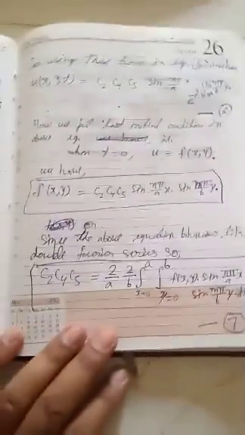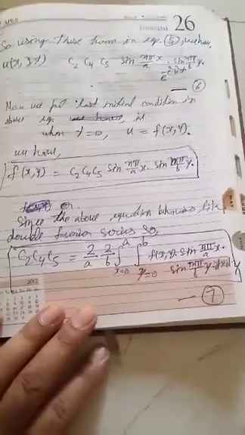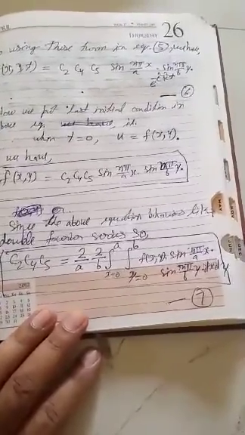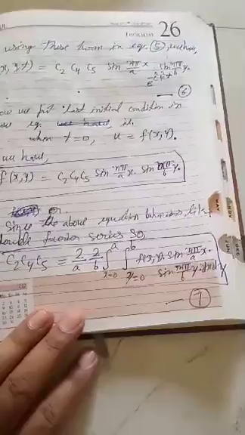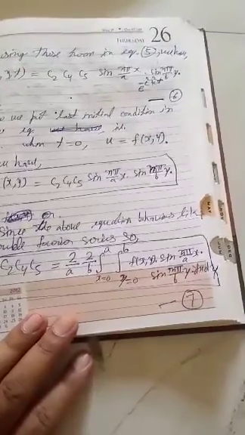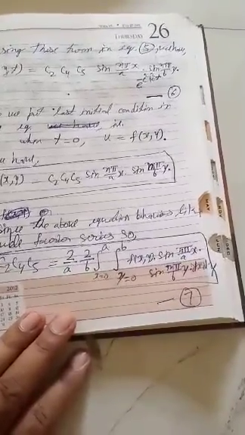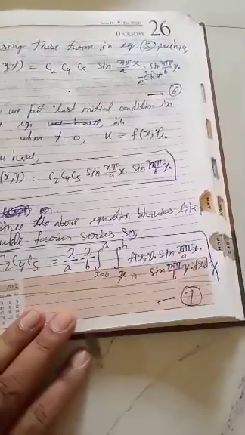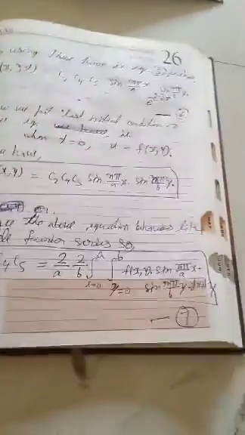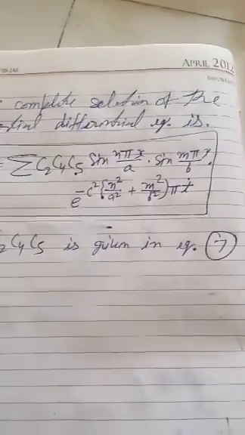Like this, C2, C4, C5 is equal to 2 upon a, 2 upon b, integral x equal to 0 to a, y equal to 0 to b, f(x,y) sine of n pi x by a into sine of m pi y by b dx dy. This is the value of C2, C4 and C5. Whenever the value of f(x,y) is given, we use the double integration method and we obtain the solution of C2, C4 and C5, that is unknown constant. इसकी वैल्यू हम obtain कर लेंगे, वो यहाँ पर substitute कर देंगे.